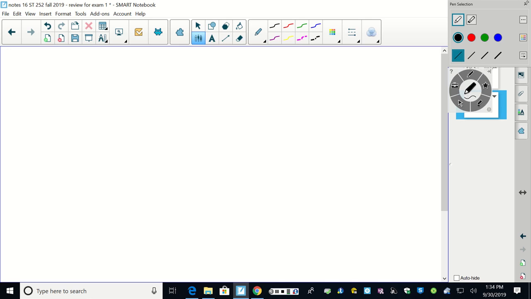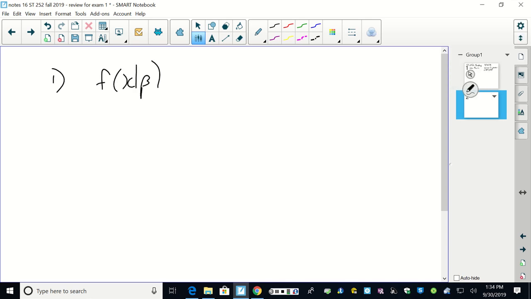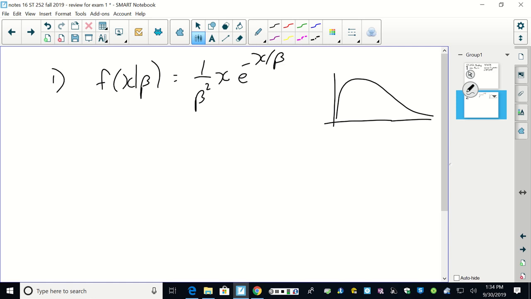Why don't we just go ahead and start in on some of the practices. Right? So it gives you the first practice one. Gives you this density f of x given beta as 1 over beta squared x e to the negative x over beta as a density. There's actually a gamma random variable that probably has a PDF looking something like that for the value of x. It's describing where the observations are going to go.